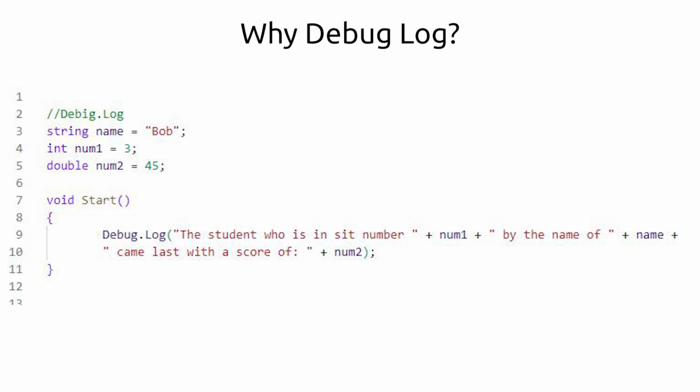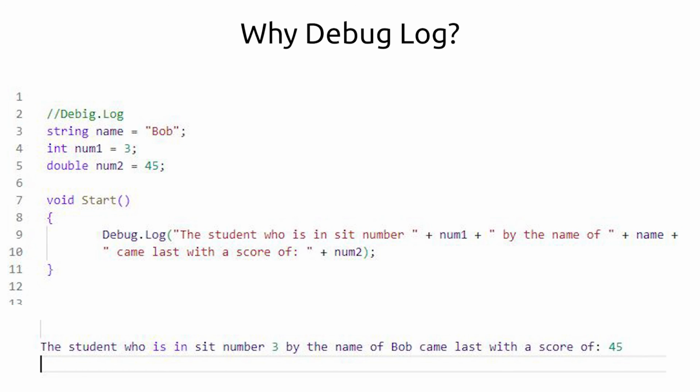Why Debug.Log? Debug.Log in Unity is used to output messages to the Unity console, like how print works in other programming languages like Python or JavaScript. It's a handy tool for debugging and tracking the flow of your code. The code will produce this output.